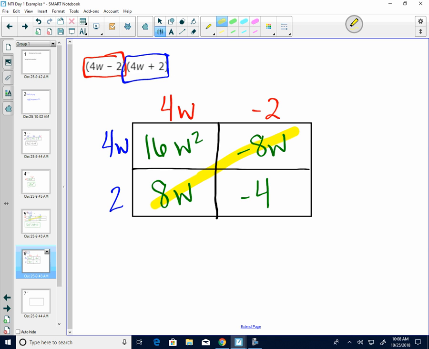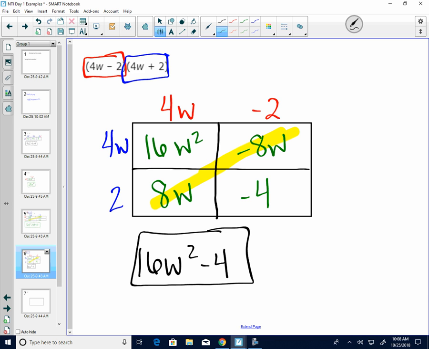These are like terms because they're both single W's. So that means I'm going to combine them for my final answer. So I have 16W squared. I can't combine it with anything. There's no other W squareds. 8 minus 8 is 0, so I'm actually left with no W's. And then I'm left with negative 4. So the answer to this problem is 16W squared minus 4.